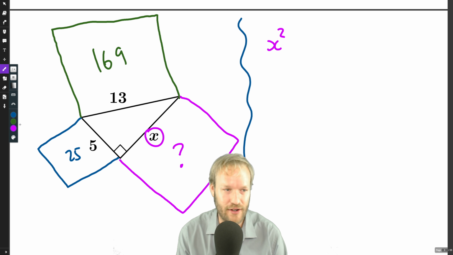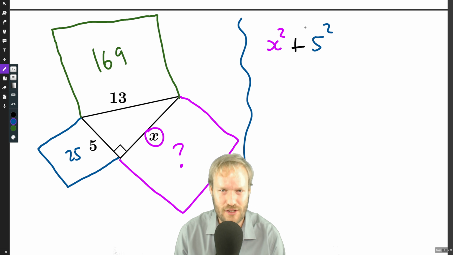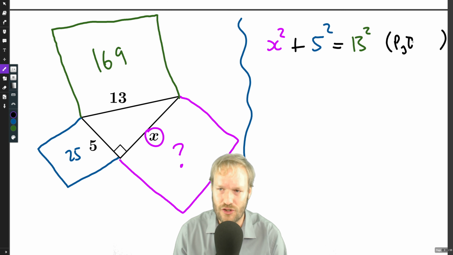So that area, if we add it to the other smaller area, 25, but actually I just want to show 5 squared, because I want to show all of my thinking, equals the area of this square, and that one was 13 squared. Now, I said that we used a theorem, so we need to write down Pythagoras, that's the theorem we use. And now we need to solve this.